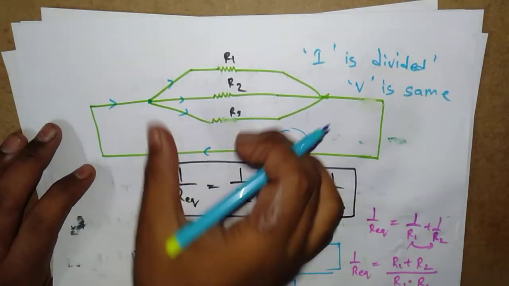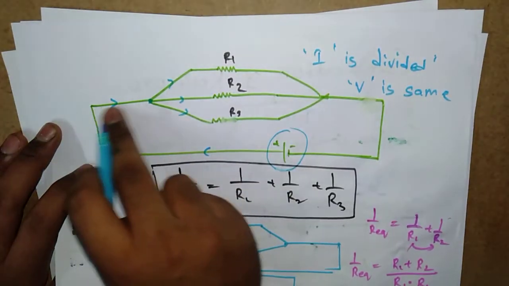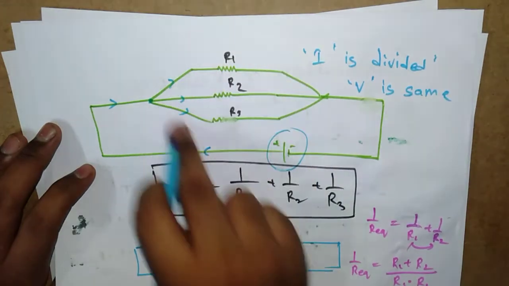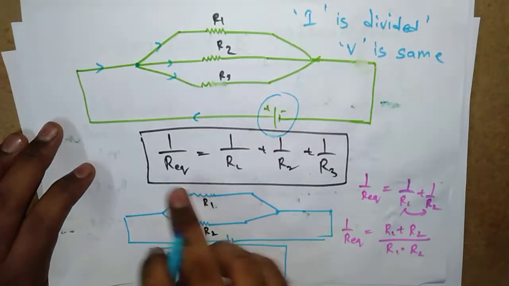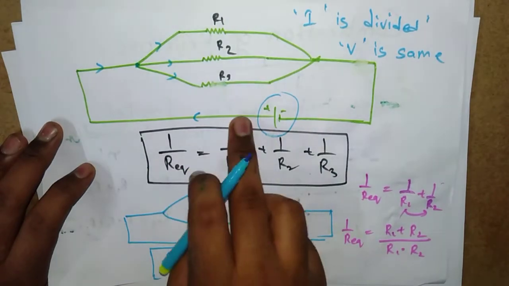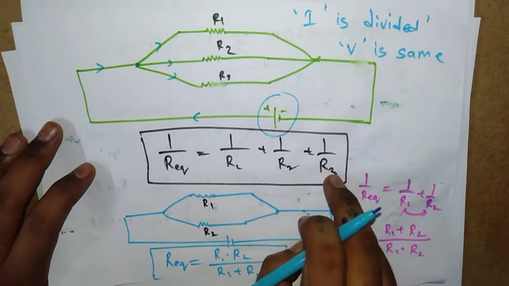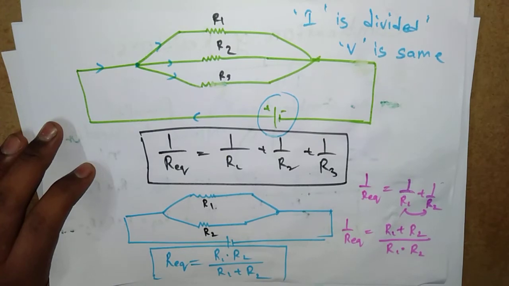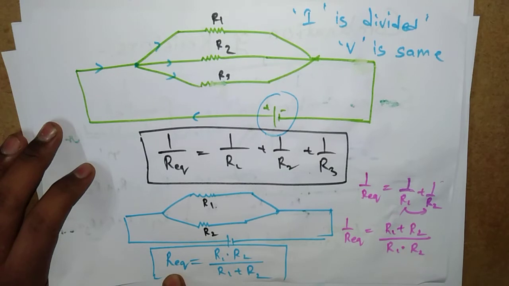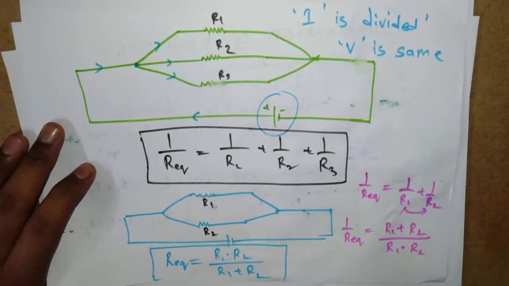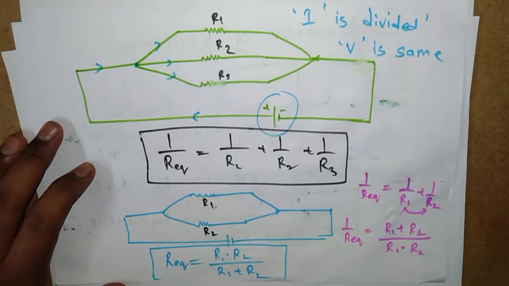Then coming to the parallel combination, में करंट यहां पर आने के बाद डिवाइड होता है और सबके लिए वोल्टेज सेम होता है. और इक्विवेलेंट रेजिस्टेंस पैरेलल कॉम्बिनेशन के लिए 1 by R equivalent is equal to 1 by R1 plus 1 by R2 plus 1 by R3. Then if two resistors are arranged in parallel combination, then equivalent resistance is equal to R1 into R2 divided by R1 plus R2. So this is series and parallel combination.